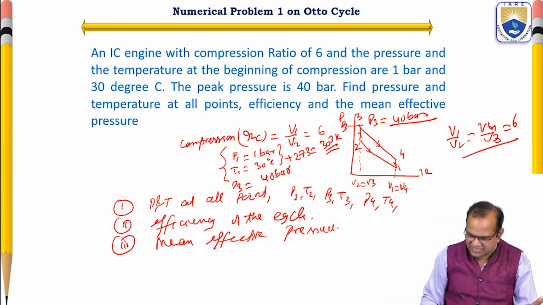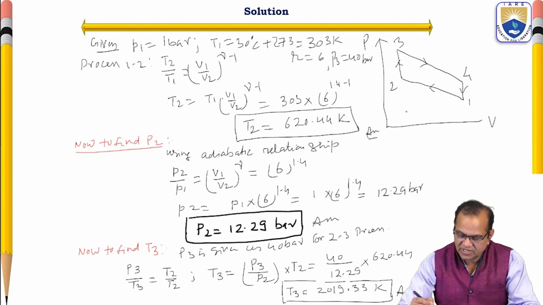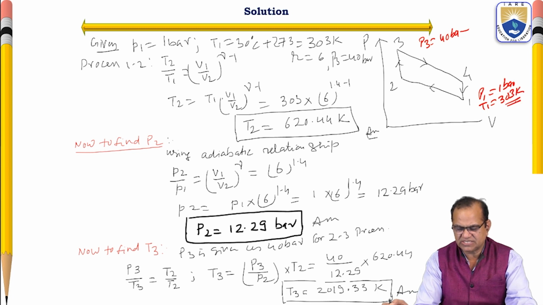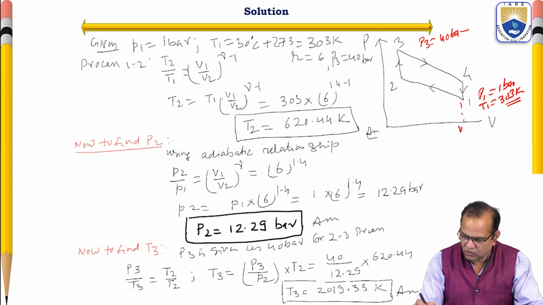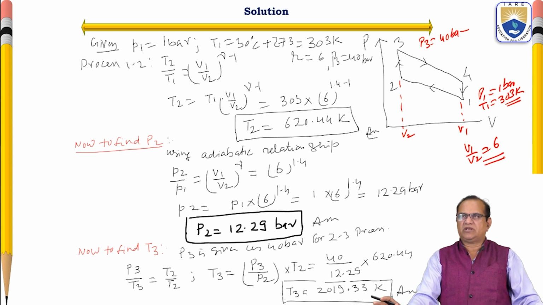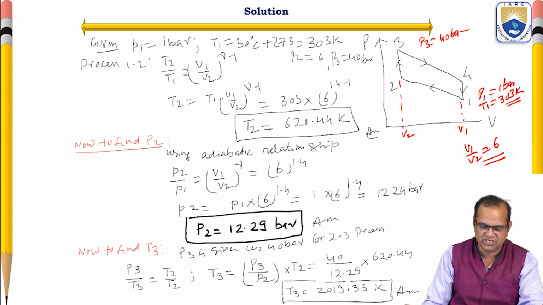So let's see and start the process. First we have to draw the PV diagram. In the PV diagram, 1, 2, 3 and 4. P3 is given as 40 bar. Here P1 is equal to 1 bar and T1 is equal to 303 Kelvin. These things are given, and the ratio V1 by V2 is equal to 6. These parameters are given. So we have to find out one by one, and see how to proceed.